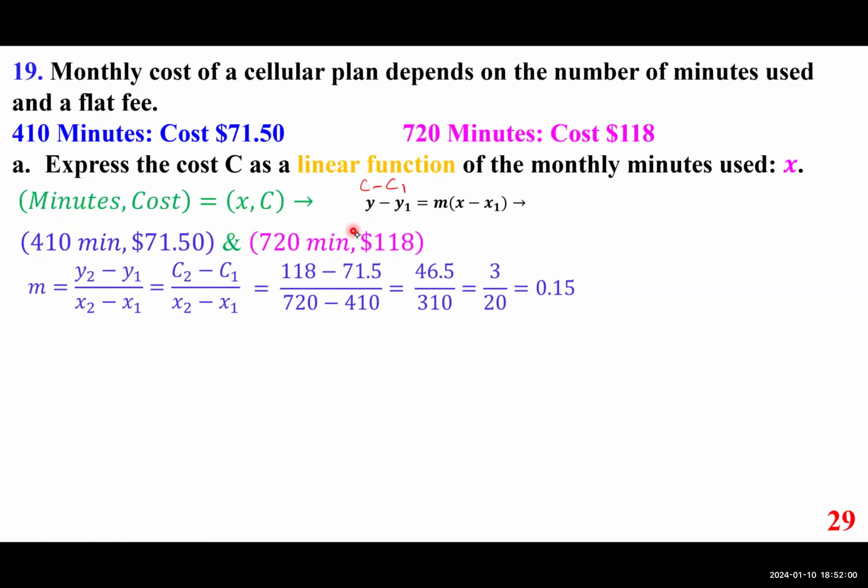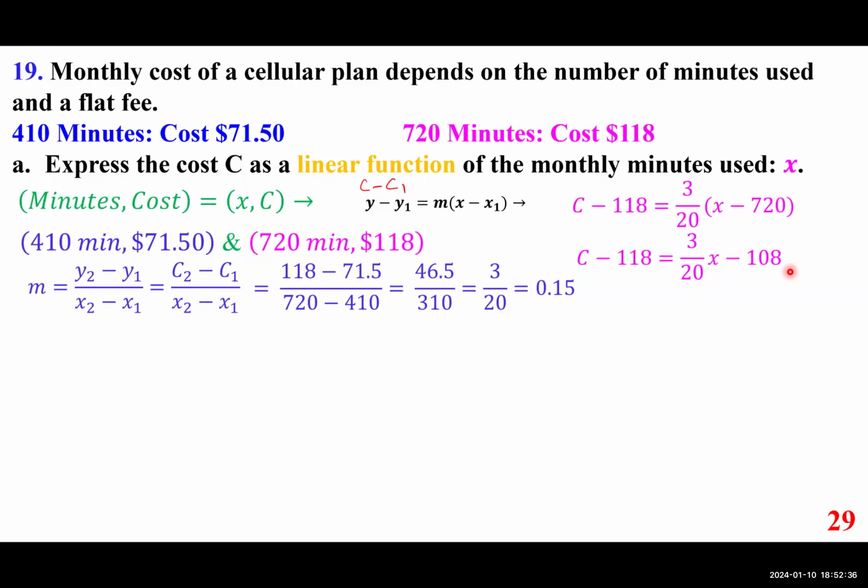So any of it, for either c minus 118 is m, this one or this one, times x minus 720, or c minus 7150 is m, this one or this one, x minus 410. Because this has a decimal, let's use this one. Not that it matters. I'm going to keep it as 3 over 20. Because when we multiply these two, it's fine. When we multiply these two, 720 divisible by 20, we get 108.